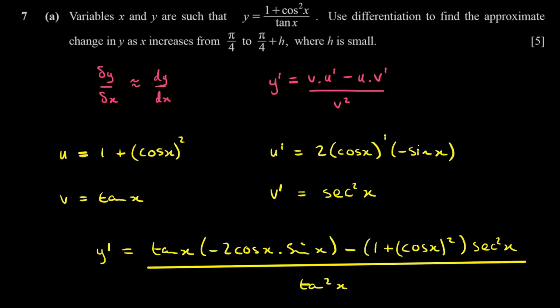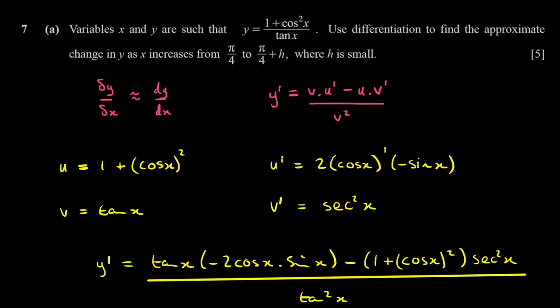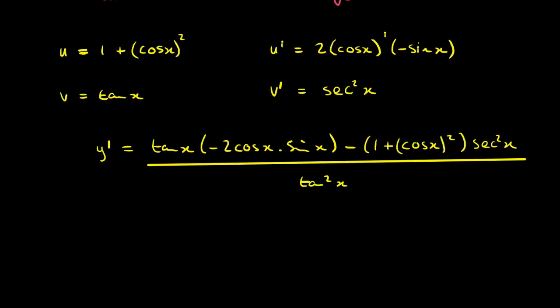Now we've got to find the approximate change as x increases from pi by 4 to pi by 4 plus h. In other words, our starting point is when x is pi by 4. So we want to find the gradient when x is pi by 4. What that means is we don't have to simplify this expression here. All we've got to do is substitute in pi by 4.